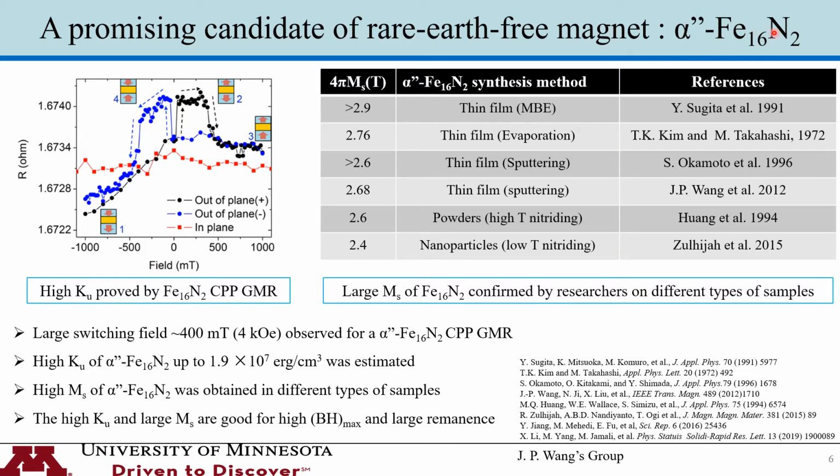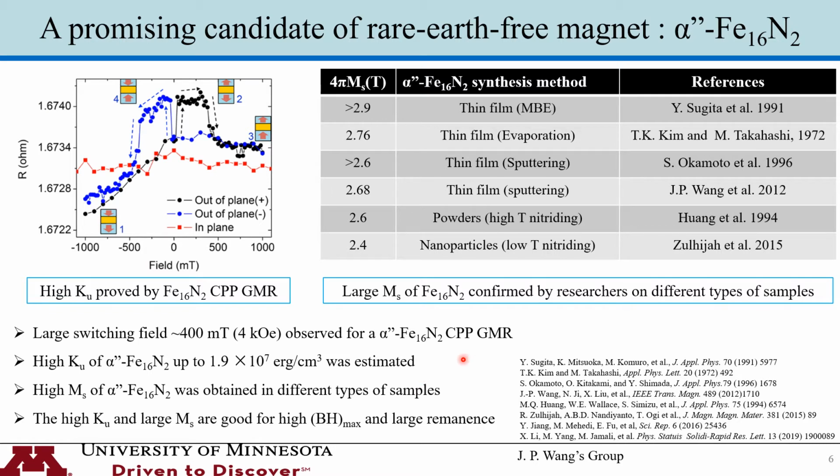First, both iron and nitrogen are earth-abundant elements. Also, this kind of material has high magnetic anisotropy and large saturation magnetization. And from this chart, we can see a large switching field of the alpha double prime Fe16N2 CPP GMR. This large switching field is due to the high magnetic anisotropy of this material, which is estimated up to 1.9 times 10 to the 7 erg per cubic centimeter.